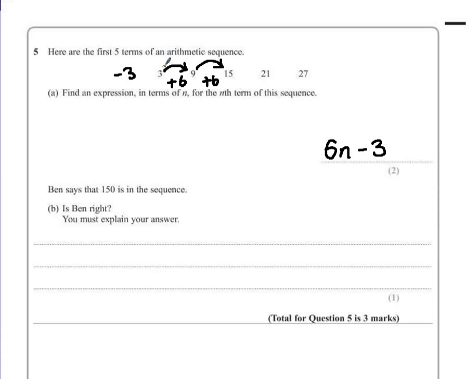Let's double check. We've got 1, 2, 3, 4, 5. The 5th number in the sequence would be 6 times 5, which is 30, take away 3, 27. It's always worth checking that your rule actually works.